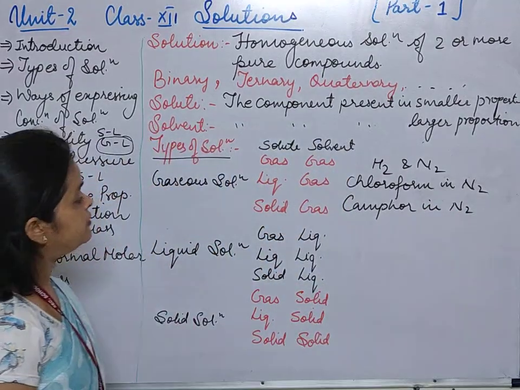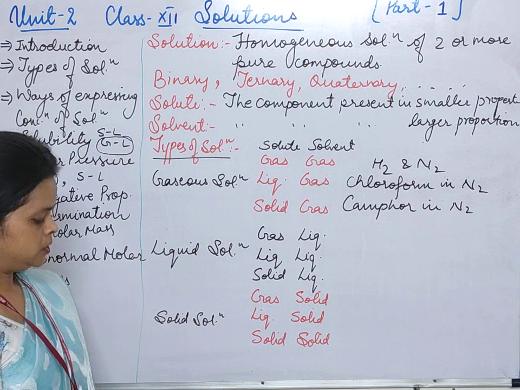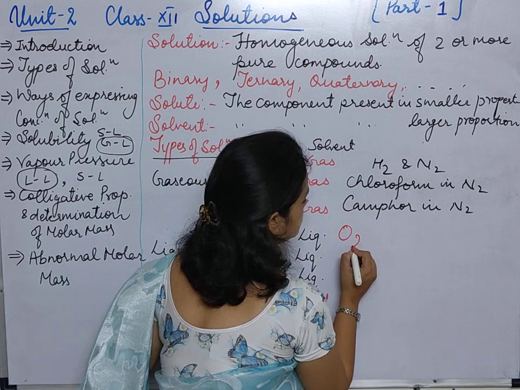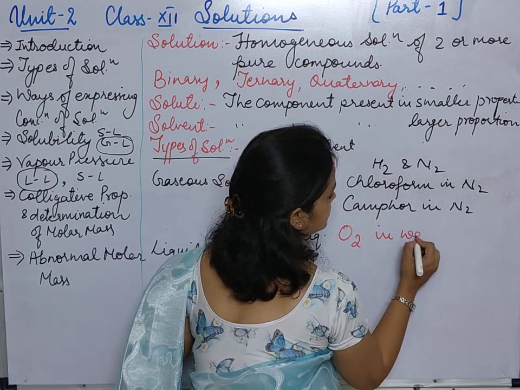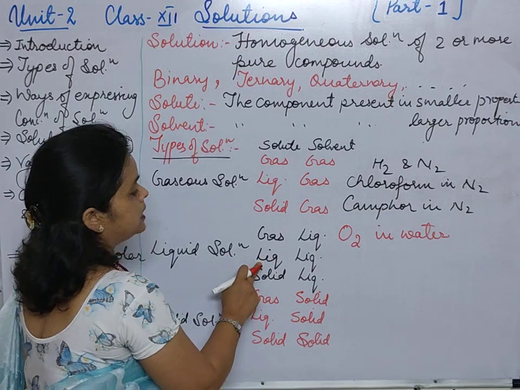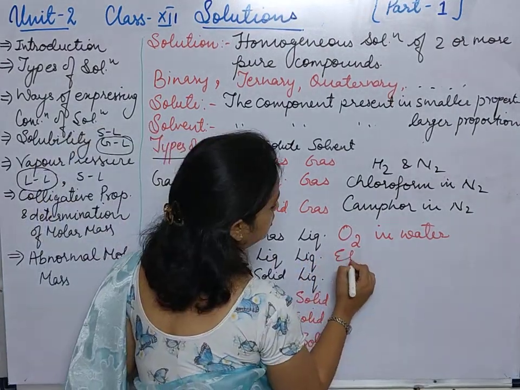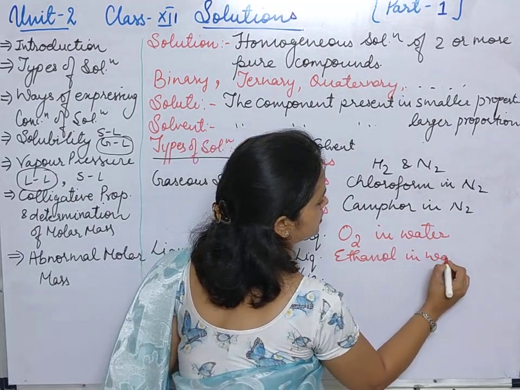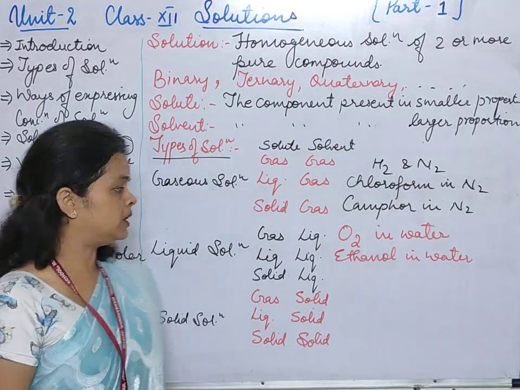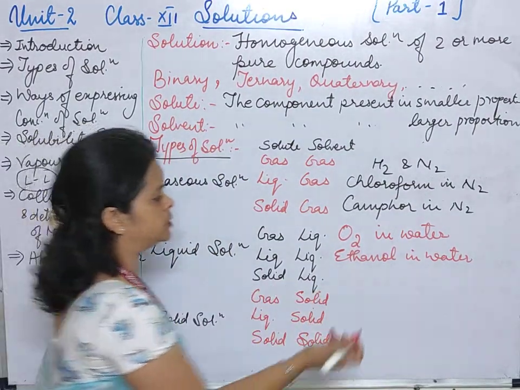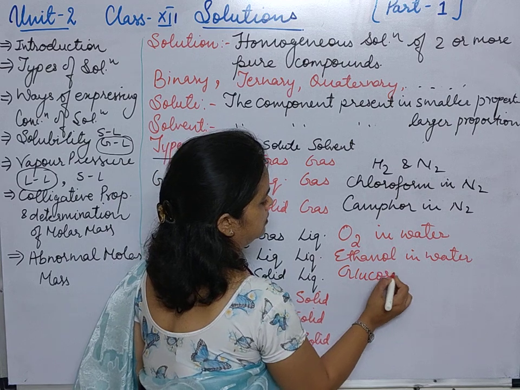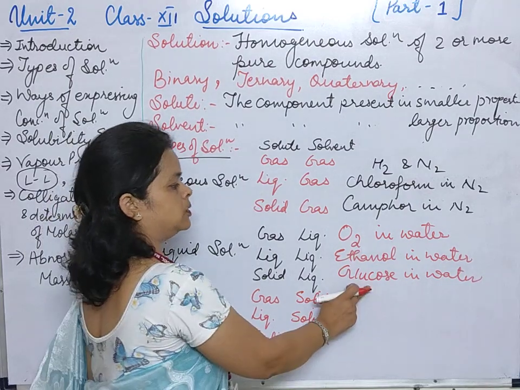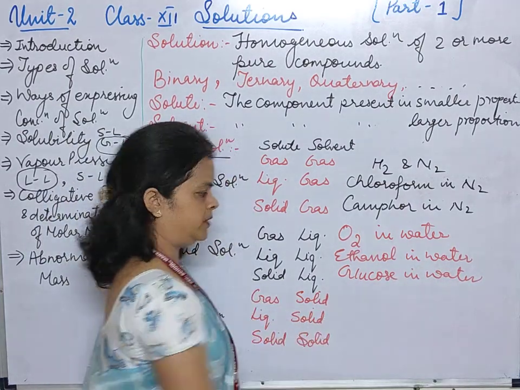Okay. Now, if we are talking about gas in liquid, here we can take the example of oxygen gas dissolved in water. Oxygen in water. If you are talking liquid in liquid, that means ethanol in water. And if you are talking about solid in liquid, suppose you are taking glucose in water. So here the component which is present in a smaller amount, glucose, is the solute, and water is the solvent.